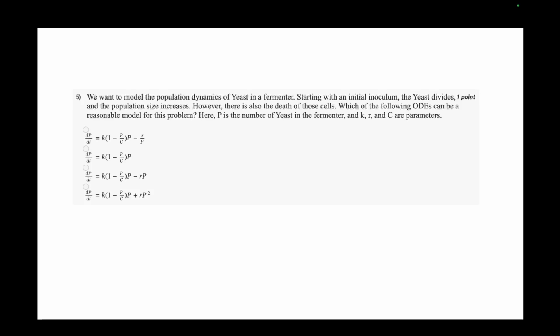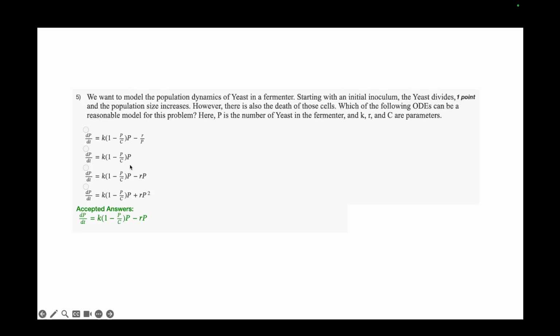Option C. Yeah, it's correct. So there are a couple of things to notice. If you just see the four options and the death rate, how it has been modeled. Death will obviously be minus RP, because in the first one it is inversely proportional, which is not possible. Death cannot be inversely proportional because then it will increase the population.